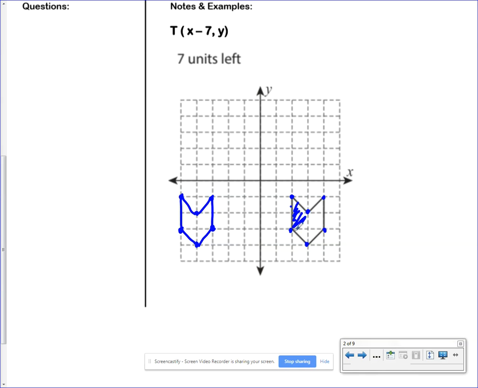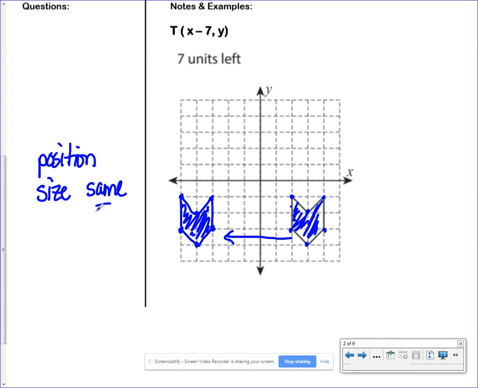Sometimes it might be helpful, depending on the visual that you're given, to shade them in so you can see the difference. All right. It's a slide 7 units to the left. Now, what I want you to notice is that the position has changed. I'm in a new location with my new transformed shape. The size, however, stayed the same.